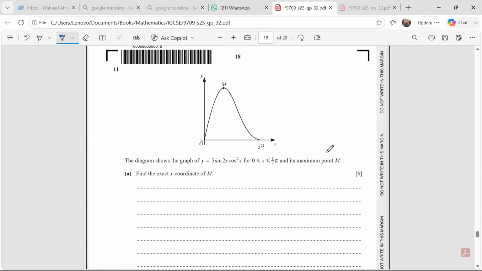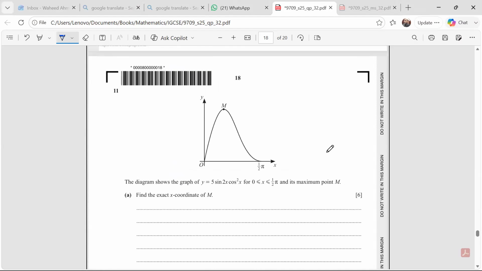Okay, let's move on to question number 11. We are given a curve represented by the expression y is equal to 5 sine 2x into cos square x, and we have to find the exact value of the coordinates of the upper end. We have to find the maximum value, so we have to find its x coordinate and y coordinate. Since it is the maximum value, we can find its x coordinate by differentiating it and equating to zero.